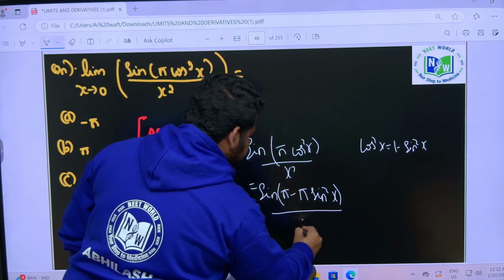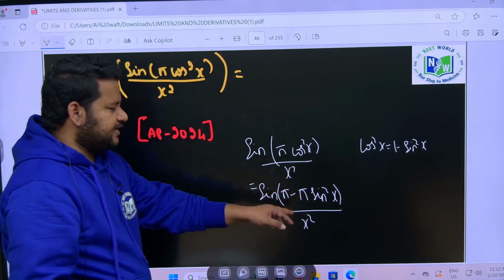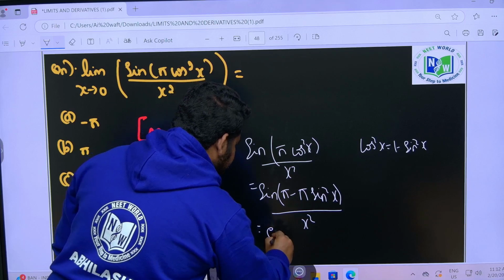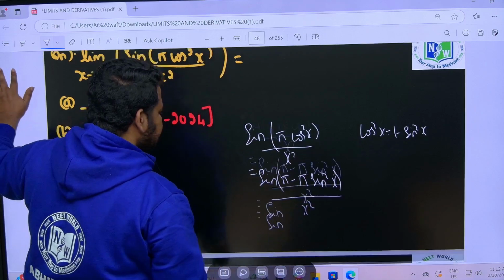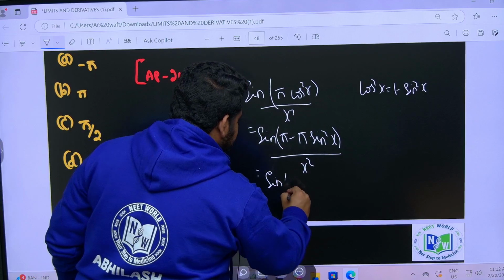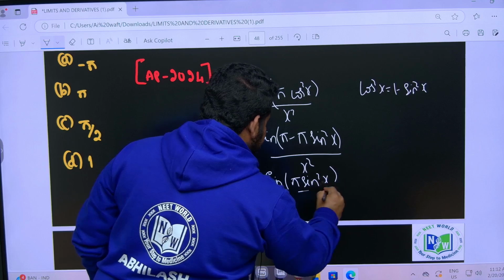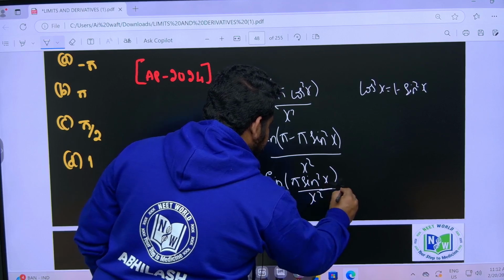We know that sin of 180 minus theta is sin theta. So this will become sin of pi minus pi sin square x, where pi is nothing but 180. Sin of 180 minus theta is sin theta, so it is sin of pi sin square x by x square.